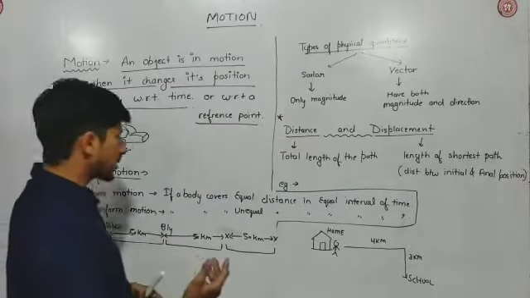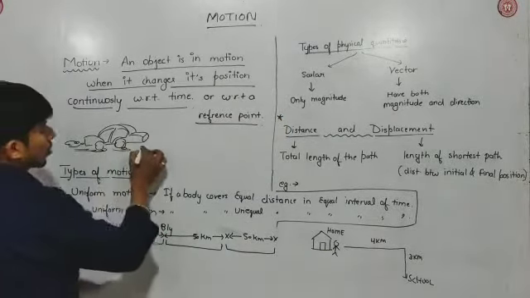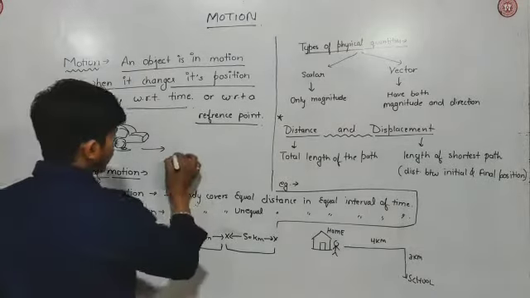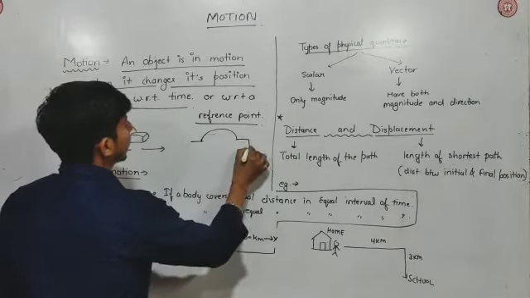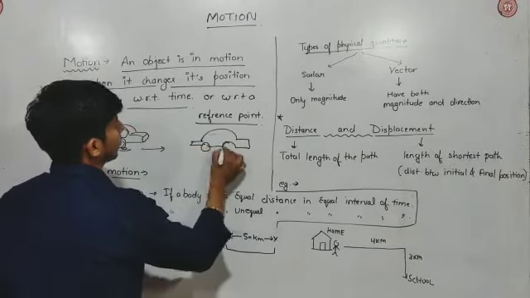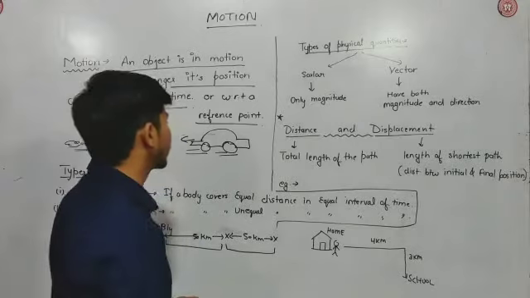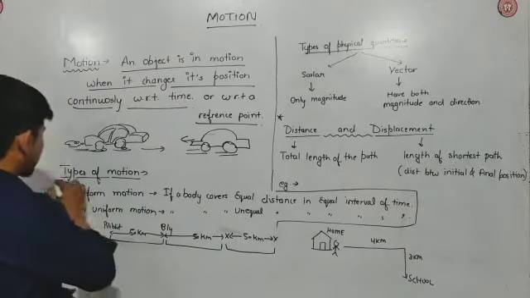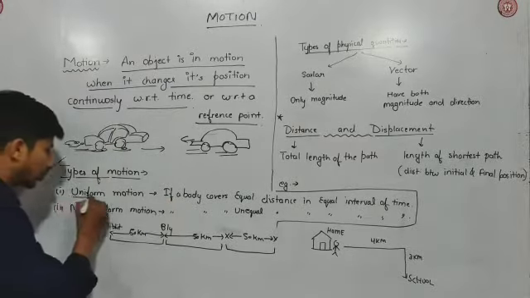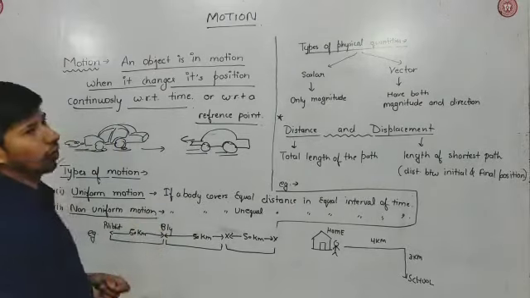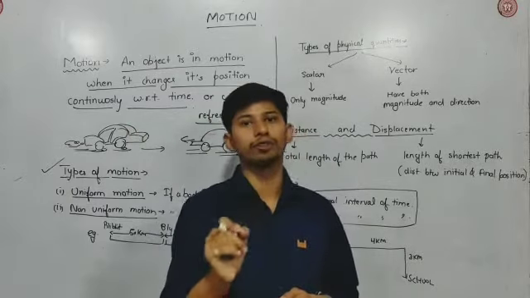Okay, so let's discuss types of motion. So you can see that this car, if it is in motion, will change its position after some time. It will be here, it will be here. So if it is changing its position continuously, means that car is in motion. Let's talk about types of motion. So there are two types of motion. First is uniform motion and the second one is non-uniform motion.